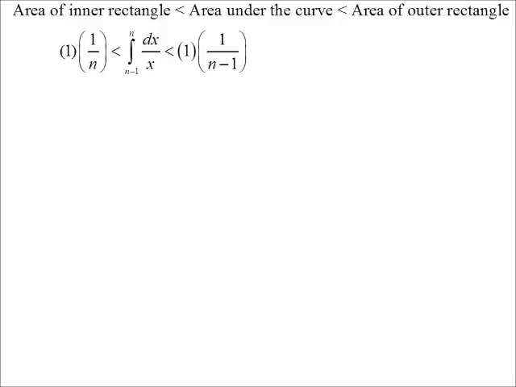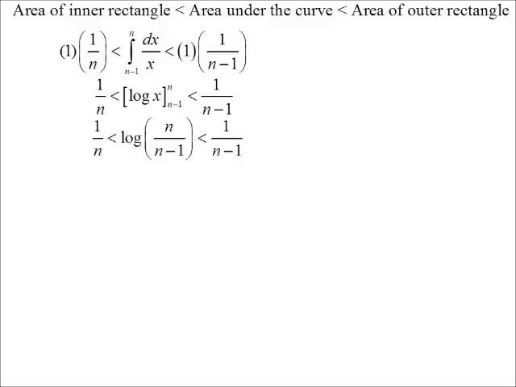So area of the small rectangle would be 1 on n times 1. The area of the larger rectangle would be 1 on n minus 1 times 1. And of course, area under the curve would just be the integral of n minus 1 to n of dx on x. So working that out, we have 1 on n log x when we integrate. We've got to substitute in, of course. So let's do that. And we get log n on n minus 1. Now, that's not quite what they wanted us to prove. So let's play around. Okay, I've multiplied everything by n.